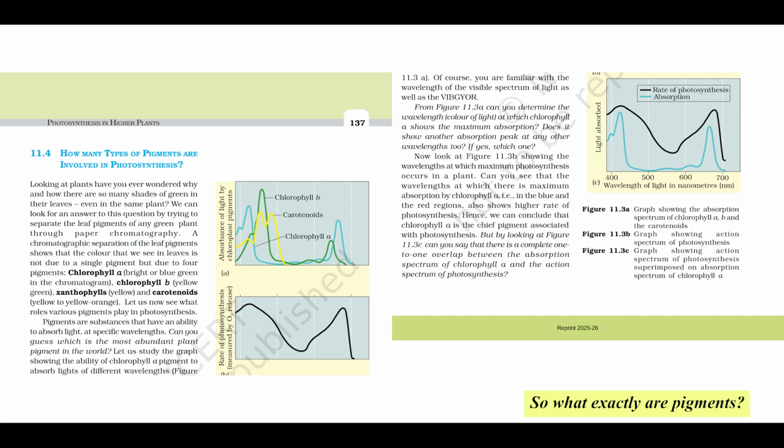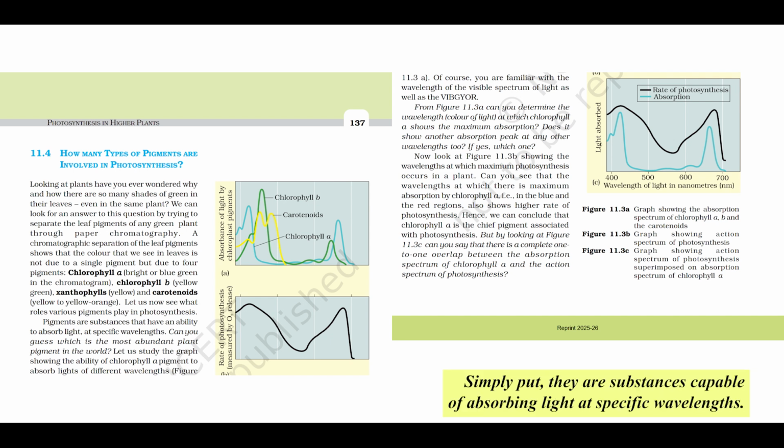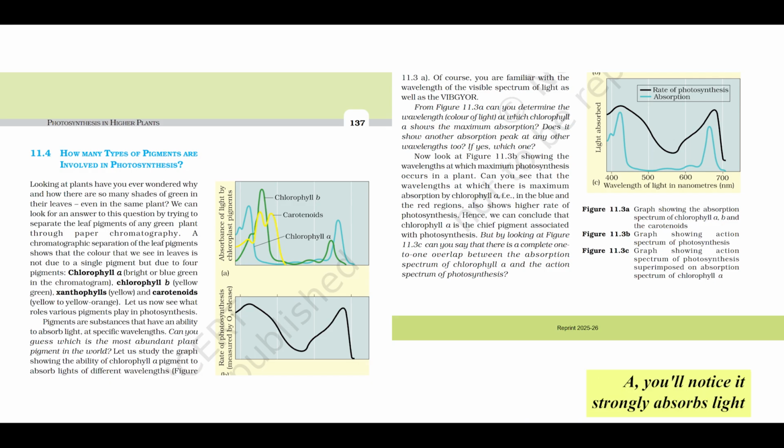So what exactly are pigments? Simply put, they are substances capable of absorbing light at specific wavelengths. Each pigment has its own unique absorption spectrum, like a fingerprint, showing which colors of light it absorbs most efficiently. If you examine the absorption spectrum of chlorophyll A, you'll notice it strongly absorbs light in the blue and red regions of the visible spectrum. It doesn't absorb green light very well, which is why leaves look green. The green light is reflected or transmitted.